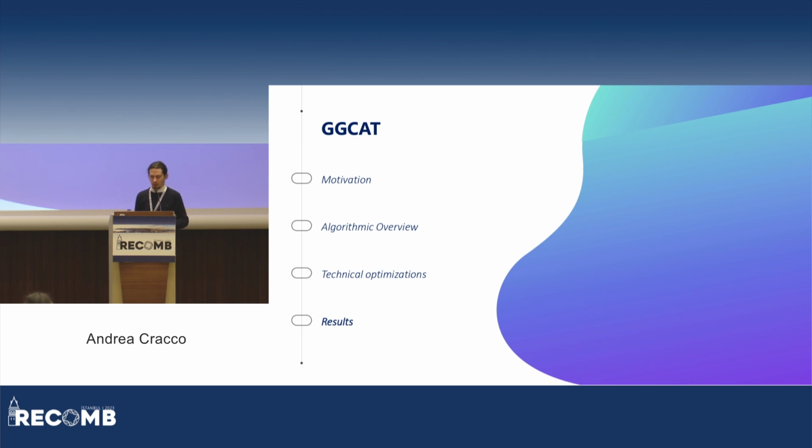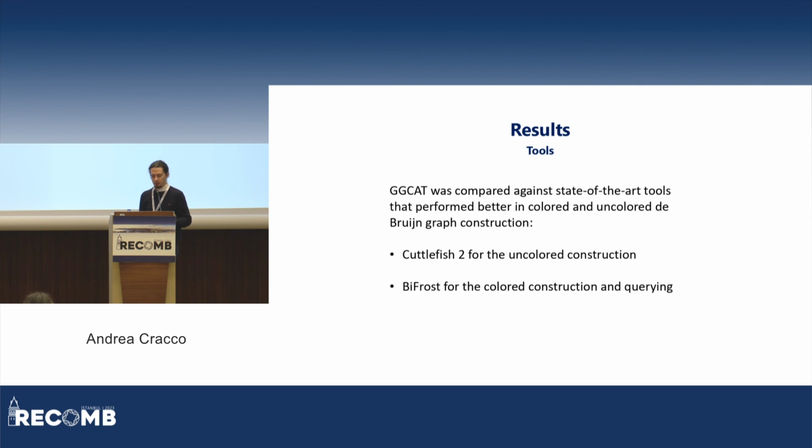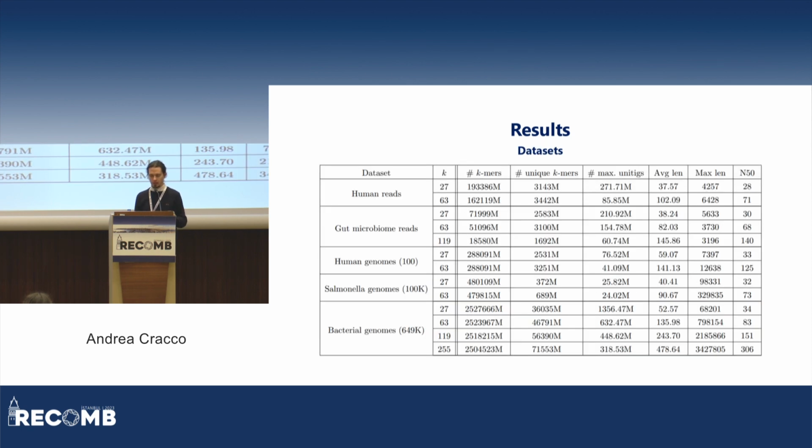So now let's talk about the results. For the benchmarks, we compared the GGCAT against Cuttlefish 2 for the uncolored reconstruction, and against Bifrost for the colored reconstruction and colored querying. We tested the tools on multiple datasets, from reads from the human and gut microbiome. Then we tested it on some human genomes, Salmonella genomes. And the largest dataset we tested on was the over 600,000 bacterial genomes, with a total of more than 2.5 trillions of bases.